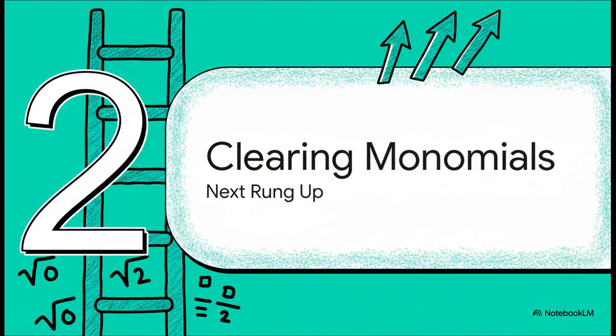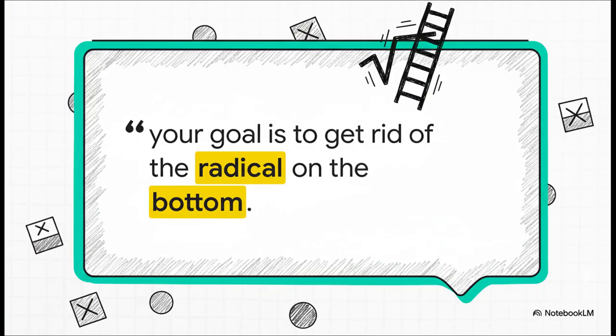Okay, time for the next rung. So what happens when the numbers don't divide so cleanly? This is where the real work begins. We're starting with what are called monomials, which is really just a fancy word for a denominator that only has a single term. So let's just be crystal clear about our goal here. Our one and only mission is to get rid of that radical on the bottom. And to do that, we need a clever little trick.